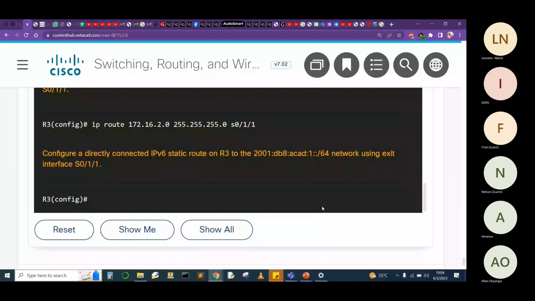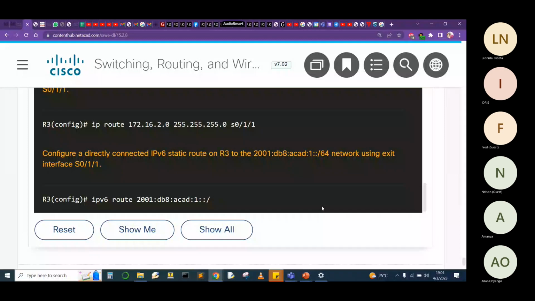Configure directly connected IPv6 static route on R3 to that network. The same thing, we just say IPv6 route, since all the details are on the diagram there, and you say 2001:DB8:ACAD:1::/64, and you put S0/1/1 as the exit interface.